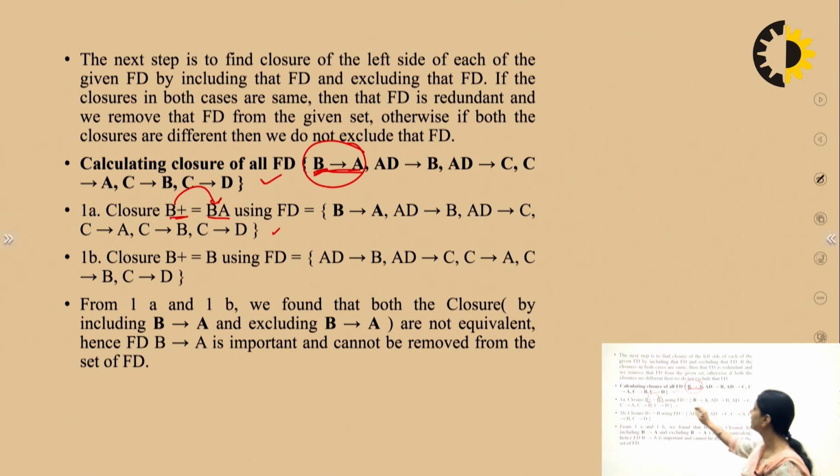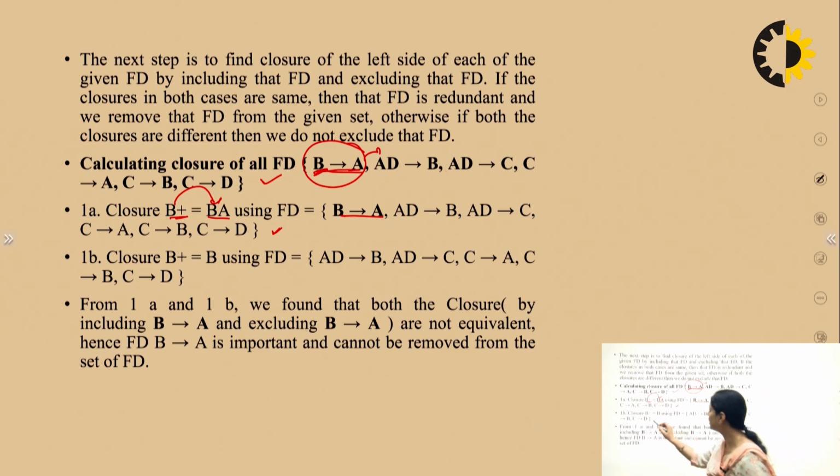We cannot find anything through B. Also, we cannot find out anything through A in case we have some transitive dependency. So the closure of B is BA if we are using this functional dependency. The next thing is to remove this functional dependency and then try to find out the closure of B.